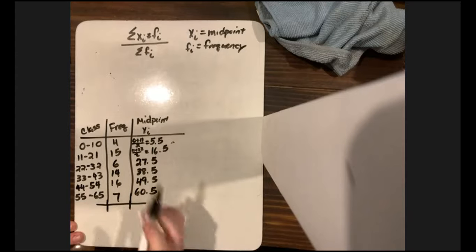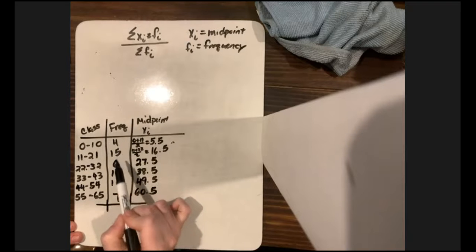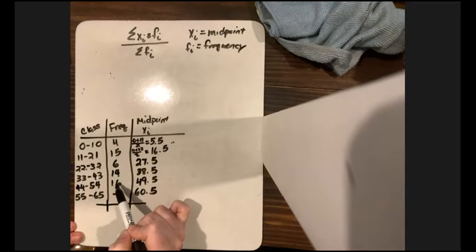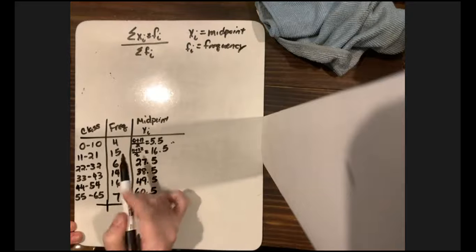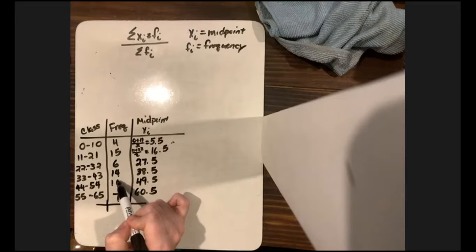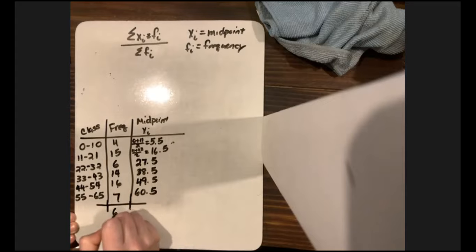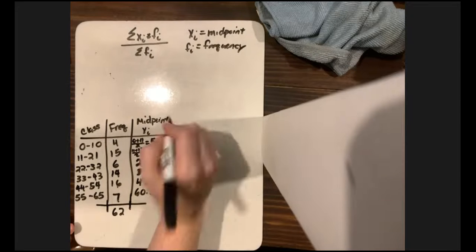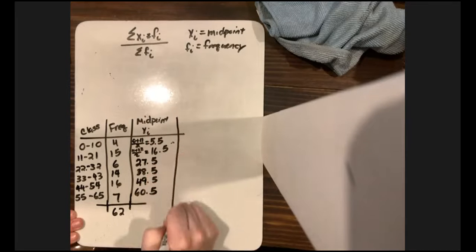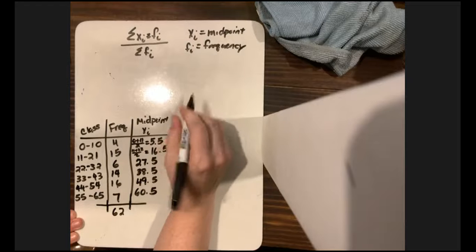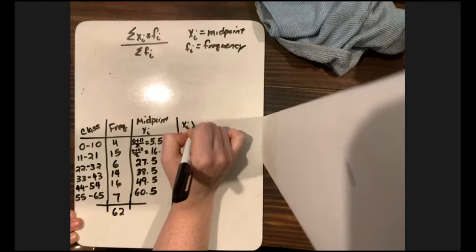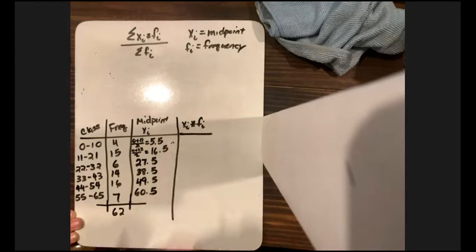Okay. Now, we're going to need our total frequency down here. So we're going to do 4 plus 15 plus 6 plus 14 plus 16 plus 7. It's going to be 30, 40, 55, 62. Okay. And then we're going to make one more column over here, and we're going to do xi times fi.